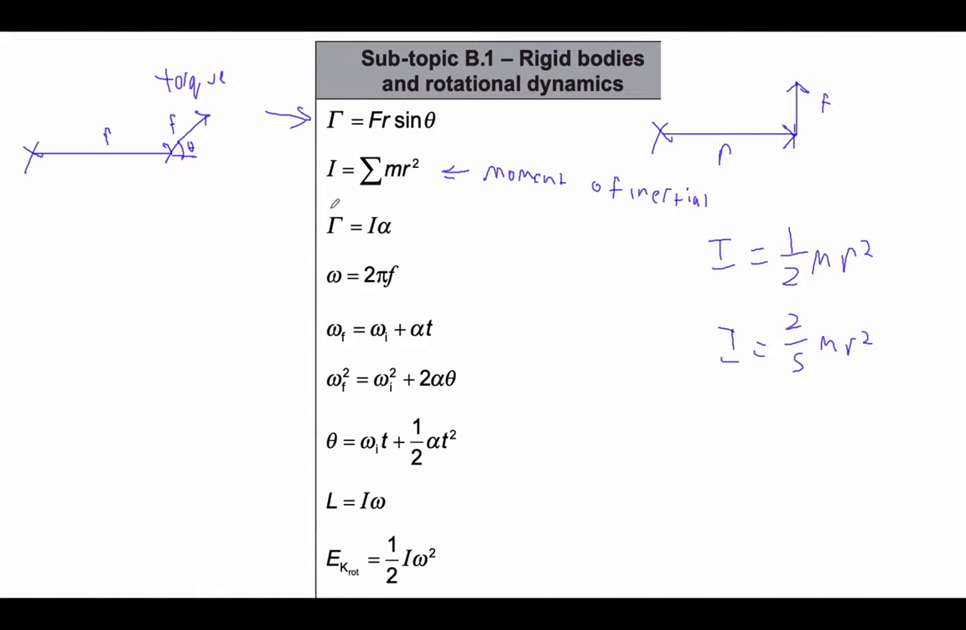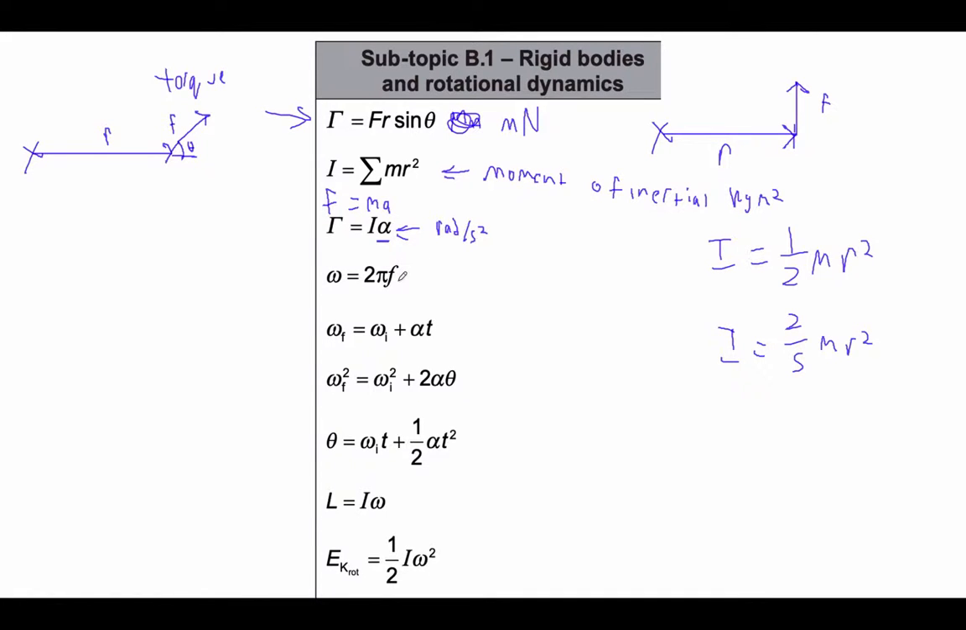This is the rotational version of F equals ma. So this is, of course, angular acceleration. That's radians per second squared, right? Moment of inertia is in kilogram meters squared. Torque is in meter newtons. Whoops, I wrote it exactly wrong. Meter newtons.